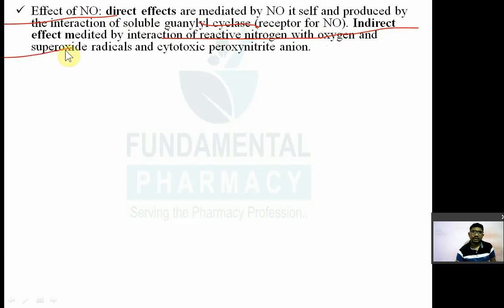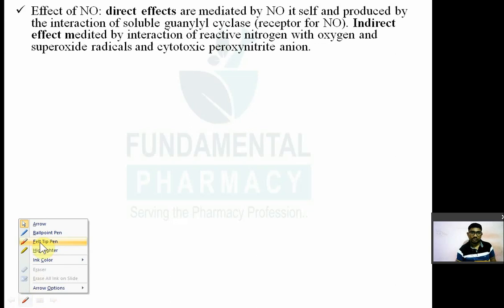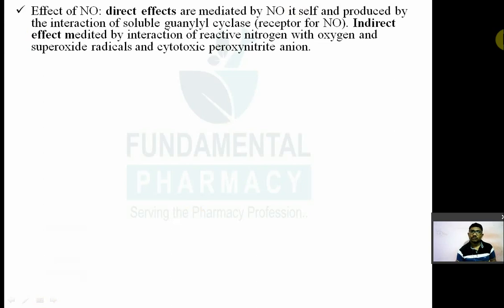Now indirect effect is mediated by interaction of reactive nitrogen with oxygen and superoxide radicals and cytotoxic peroxynitrite ion. So effect of nitric oxide: nitric oxide will relax the blood vessel by two ways. First one is a direct action and second one is indirect action. So direct effect means what? Nitric oxide will be transported intracellularly and will stimulate the guanyl cyclase function, which is nothing but the receptor for nitric oxide, and activation of this guanyl cyclase will increase the cyclic GMP inside the cell. So increased cyclic GMP inside the cell causes vasodilation.